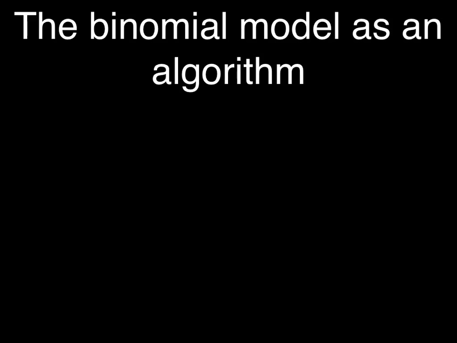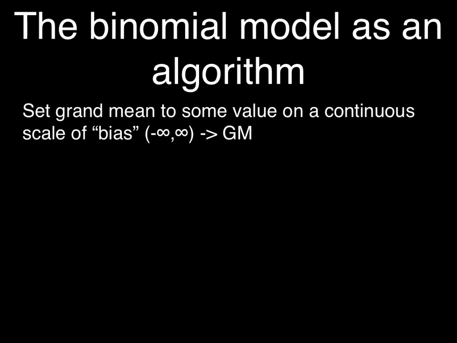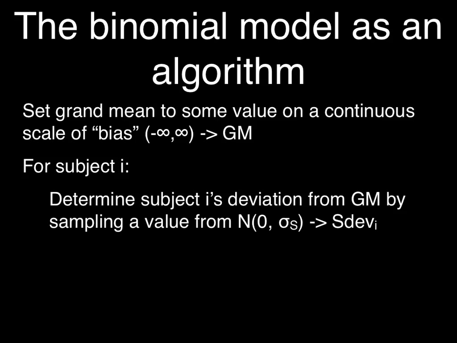So to demonstrate this in the context of an algorithm, for comparison to the Gaussian algorithm we had earlier, the binomial model would start off and set the grand mean to some value on a continuous scale of bias. So that scale goes from negative infinity to positive infinity, 0 reflecting no bias. So we'll call that value the GM. And then for subject i, we determine that subject's deviation from the grand mean by sampling a value from a Gaussian distribution, mean of 0, and a standard deviation of sigma s.